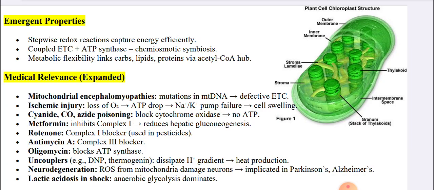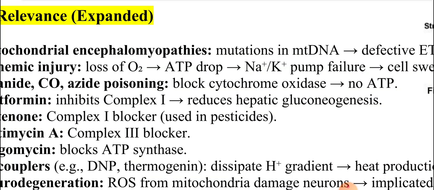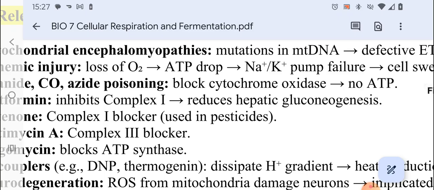However, our bodies actually use controlled uncoupling naturally. Brown adipose tissue, or brown fat, is rich in mitochondria, containing a specific uncoupling protein called thermogenin, or UCP1. When activated, like in response to cold, thermogenin allows protons to leak back across the membrane, generating heat instead of ATP, which helps keep babies and hibernating animals warm. So controlled inefficiency for heat generation.